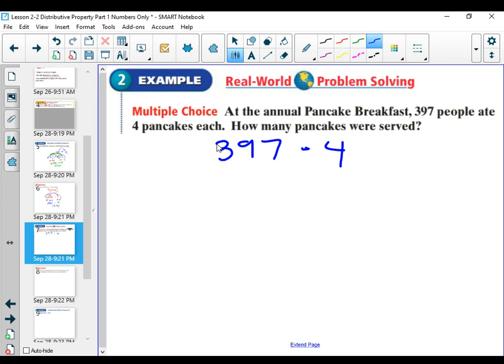But wait, the distributive property has a way to make that better. Which number is in parentheses? I think you should put the bigger number in parentheses.